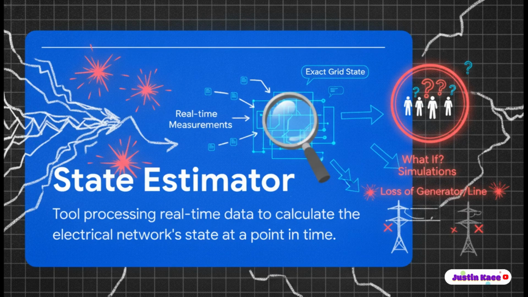Grid coordinators are constantly slammed with massive amounts of raw, sometimes spotty data. So the state estimator takes all these real-time measurements and calculates the exact current state of the grid. That data then feeds into a contingency analysis tool. Think of it as a program running constant what-if simulations 24/7 just to ensure the grid could survive if a generator suddenly dropped or a transmission line failed.